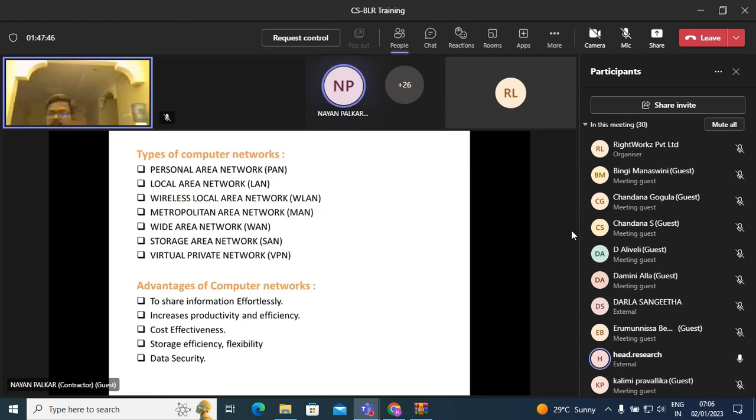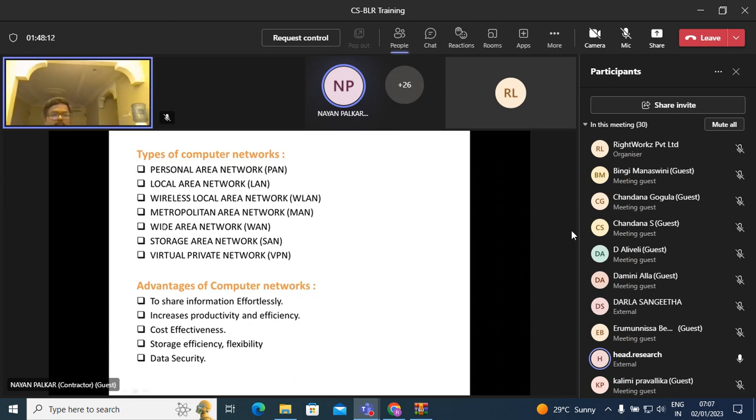Then next we have the types of computer networks: personal area network, then local area network, then wireless local area network, then metropolitan area network, then wide area network, then storage area network, and the virtual private network. These are the networks which are used in a computer network.